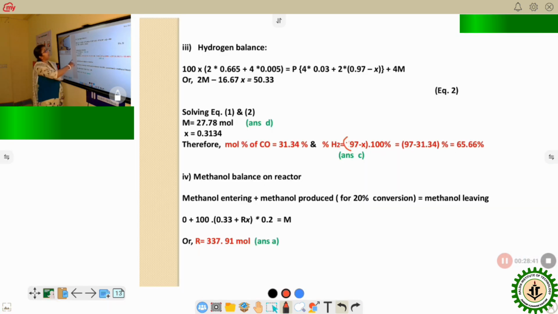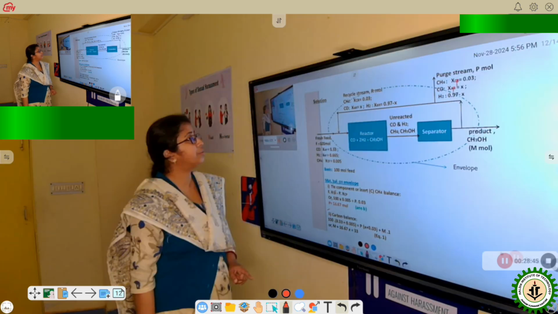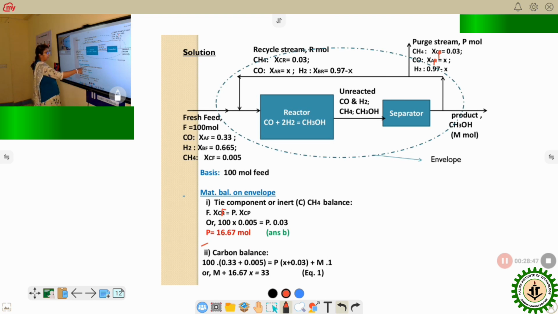Next, if we do hydrogen balance, then what can we write? Now let's see how the hydrogen balance is coming on this envelope. Hydrogen is present in hydrogen and in methane. Here also hydrogen is present, and in methane also. Here in the product, in methanol, hydrogen is present.